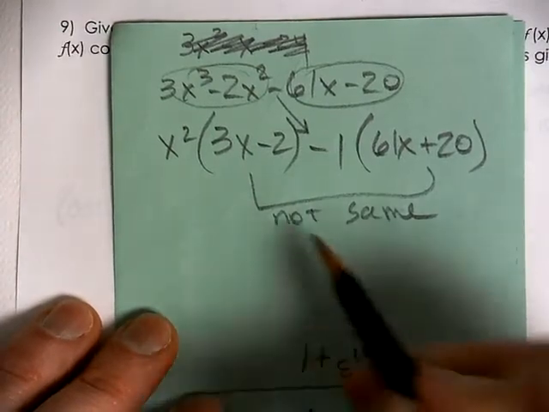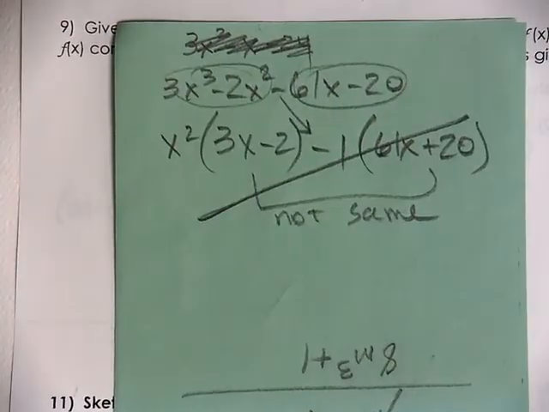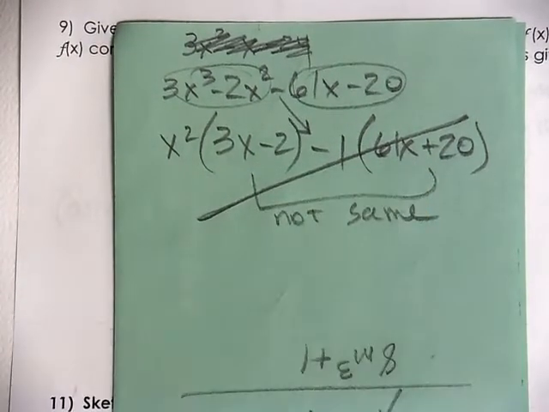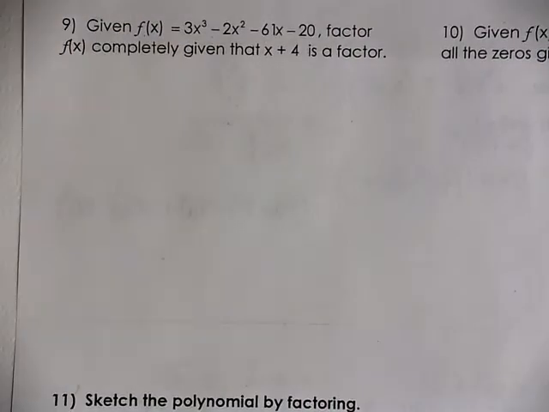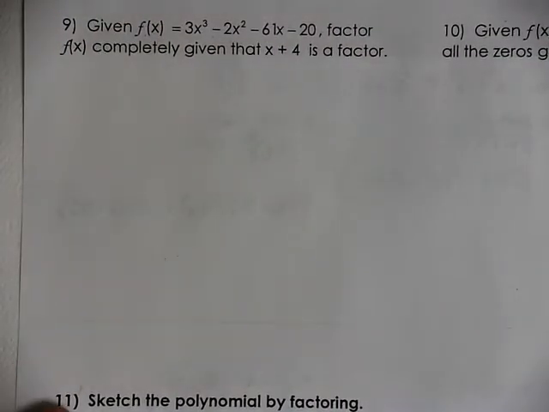So if they're not the same, you cannot use factor by grouping. Factor by grouping doesn't work. You didn't get the parentheses the same. You couldn't factor the same amount out of both. So that method's not going to work here.